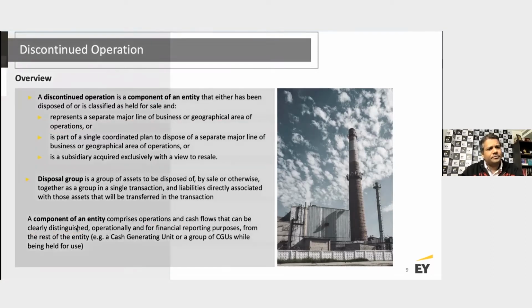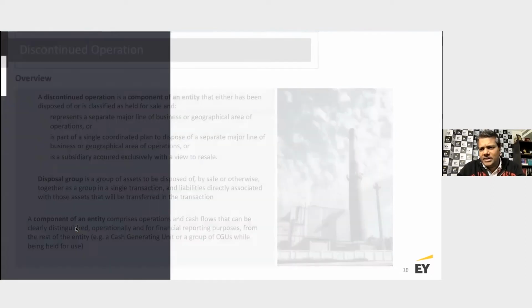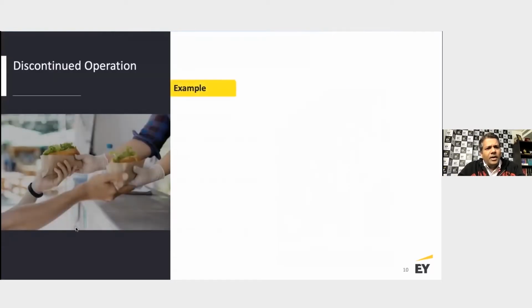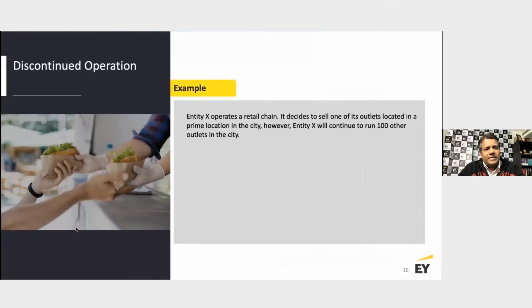All right. So what's a discontinued operation? Let's take an example here. Entity X operates a retail chain. It decides to sell one of its outlets located in a prime location in the city. However, entity X will continue to run 100 other outlets in the city. Now, what does this mean?